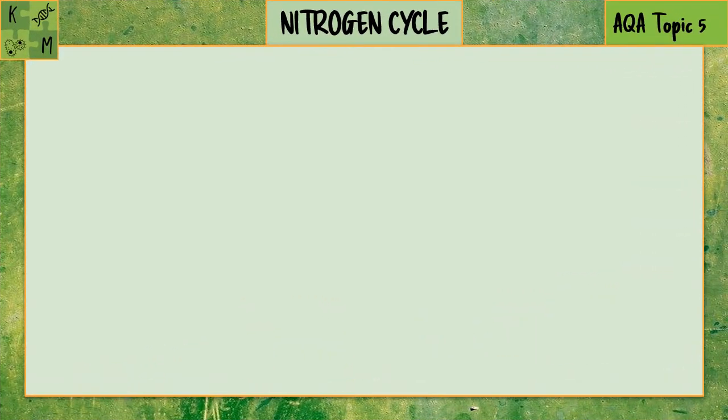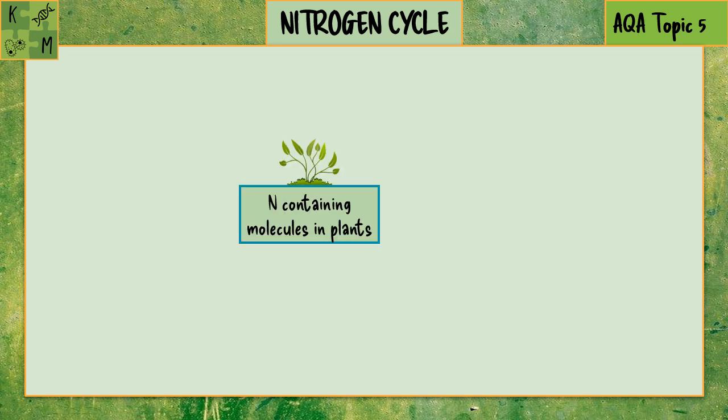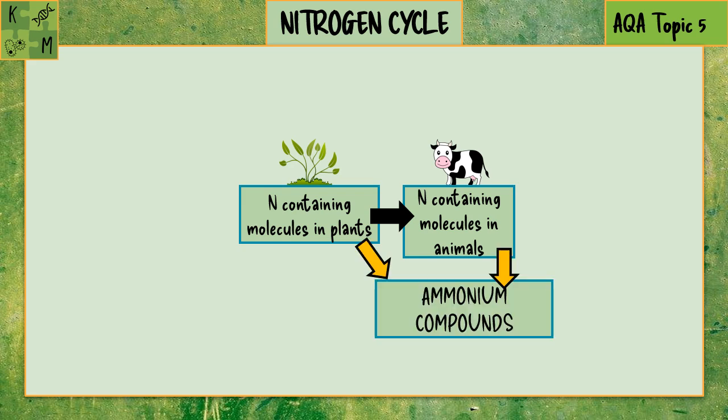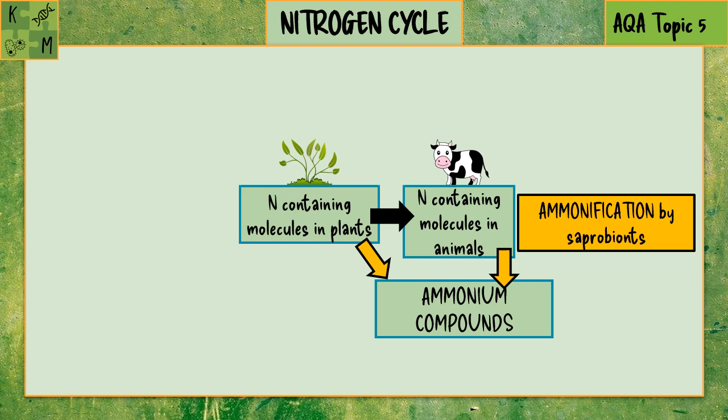So now we can put these four processes all together to build the entire nitrogen cycle. If we start with the nitrogen-containing compounds within plants, which are passed on to animal consumers, and these nitrogen-containing compounds within the dead plants and animals or within their waste are converted to ammonium compounds as part of decomposition, and that is by our saprobionts. So this process is ammonification.